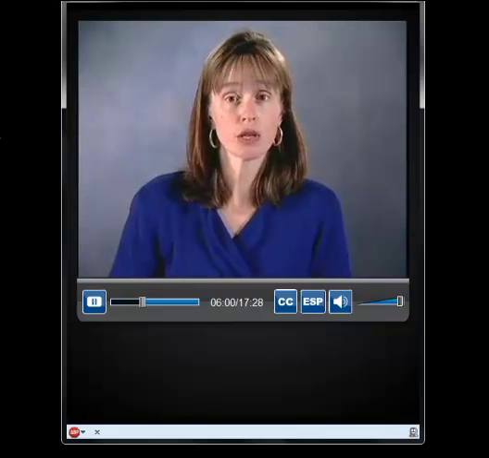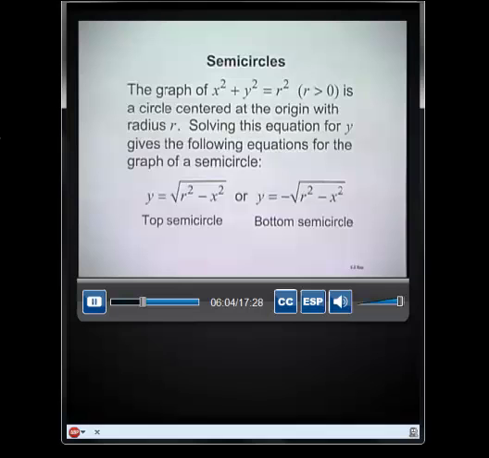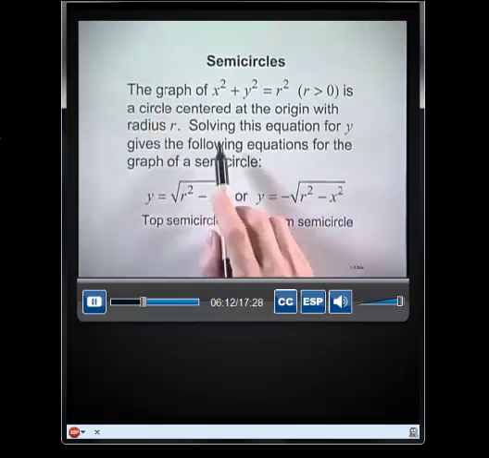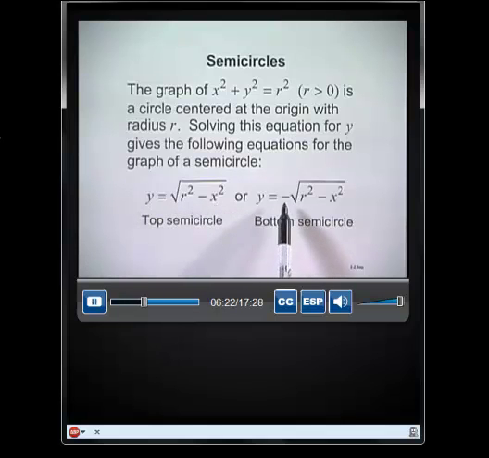Let's move on to another function called a semicircle. The graph of x squared plus y squared equals r squared, where r is greater than 0, is a circle centered at the origin with radius r. Now if you take this equation and solve it for y, it gives the following equations for the graph of a semicircle. Either y equals square root of r squared minus x squared, or y equals negative square root of r squared minus x squared.